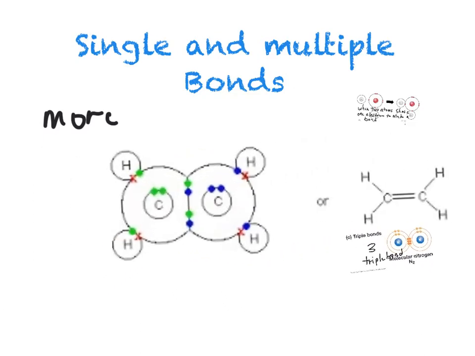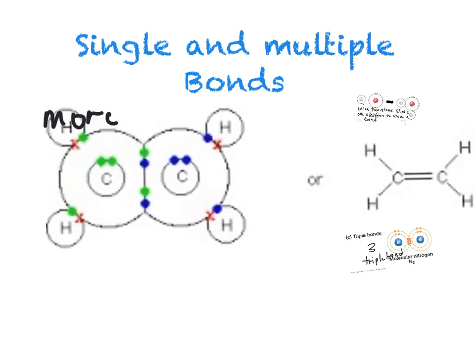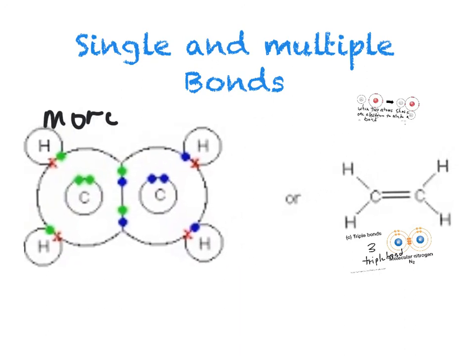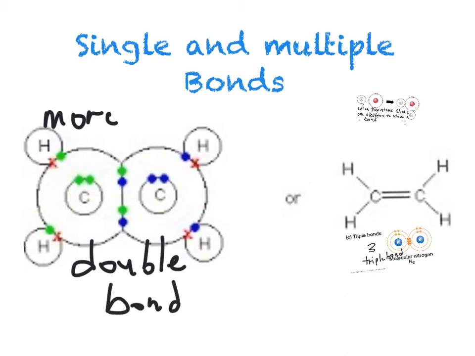If an element is sharing 2 electrons, it is called a double bond. This is always between 2 or more non-metals.